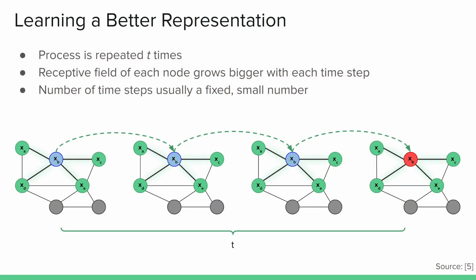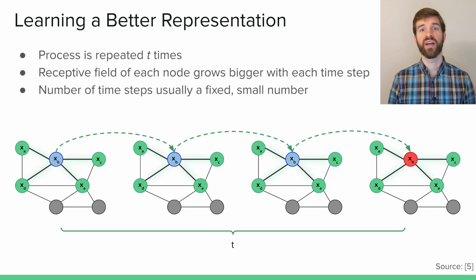What we can do now, if we have such a transformation, is repeat this process a couple of times. Just as we had multiple layers before, here we can also repeat the same transformation a couple of times, t times in this case, and with each update step our receptive field grows bigger. Initially you can only see information from your neighbors, but in the next step you can already receive information from the neighbors of your neighbors.